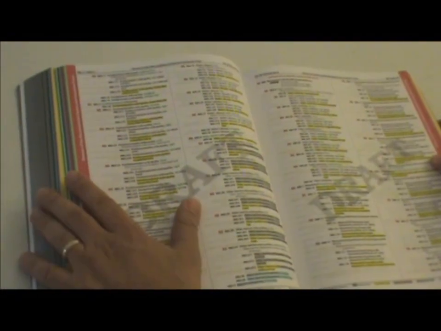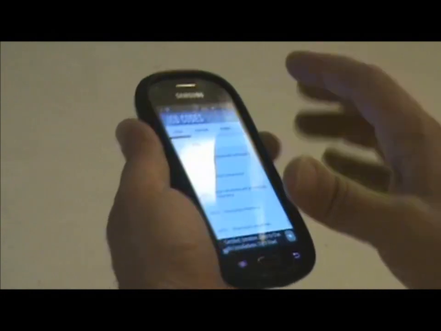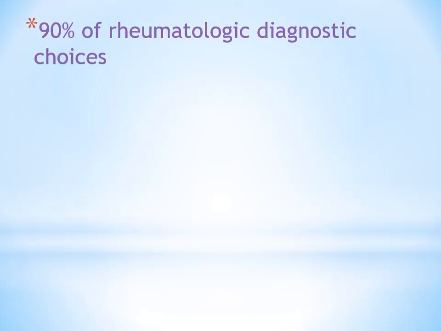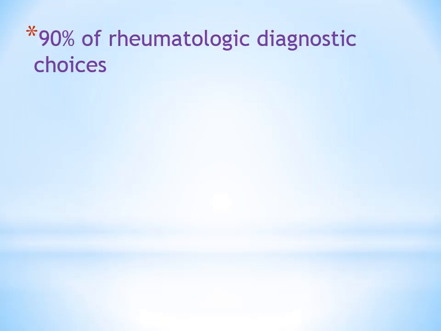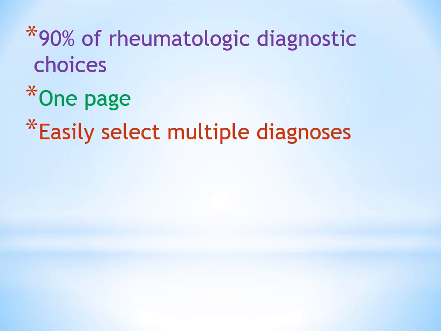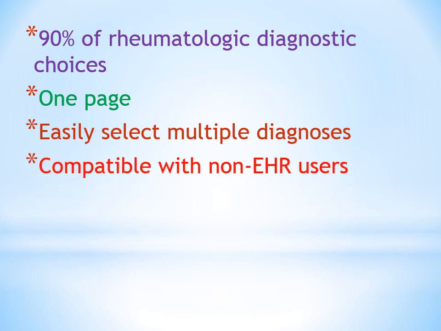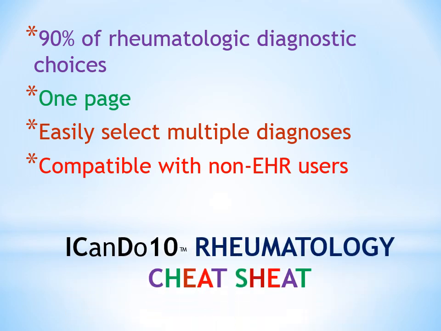ICD-10 coding books are accurate, comprehensive, but can be quite onerous and difficult to use in the office. Same thing with apps. What we really need is a form that has 90% of rheumatologic diagnostic choices, putting it all on one page where we can easily select multiple diagnoses, as well as being compatible with those physicians that are non-EHR users. What we need is an ICanDo10 rheumatology cheat sheet.